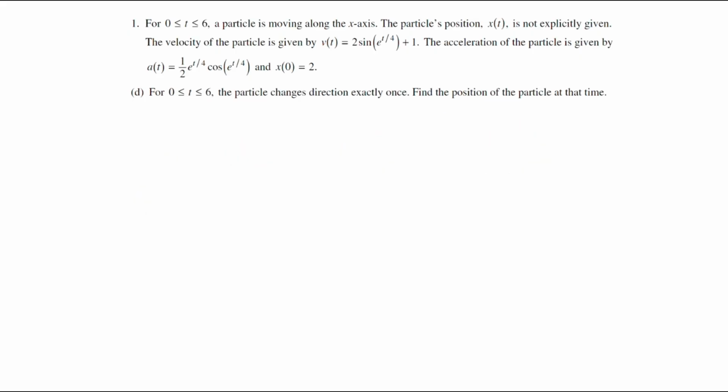And then we're going to look at part D. It says, for t equals 0 to 6, the particle changes direction exactly once. Find the position of the particle at that time. Well, we need to figure out when it changes direction. And so the only time something can change directions is when v of t is equal to 0. So that's our first step, is to set v of t equal to 0. They actually give you a point just for even beginning to consider that.